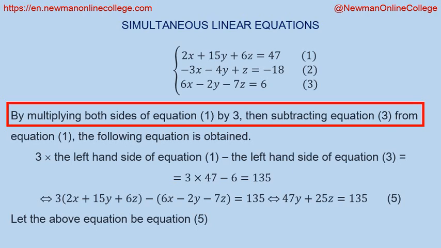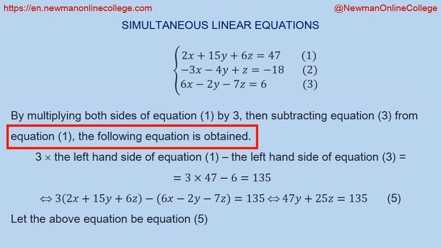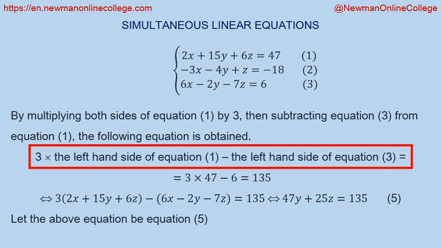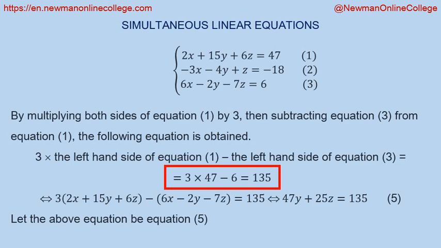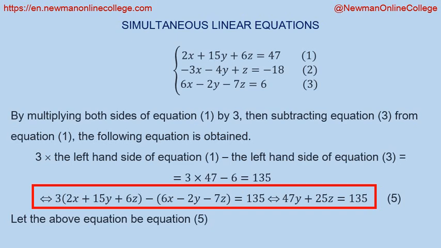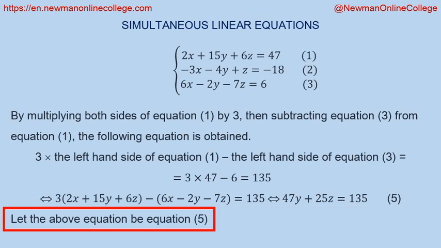By multiplying both sides of equation 1 by 3, then subtracting equation 3 from equation 1, the following equation is obtained. 3 times the left-hand side of equation 1 minus the left-hand side of equation 3 equals 3 times 47 minus 6 equals 135, which is equivalent to 3 times open bracket 2x plus 15y plus 6z close bracket minus open bracket 6x minus 2y minus 7z close bracket equals 135, which is equivalent to 47y plus 25z equals 135. Let the above equation be equation 5.